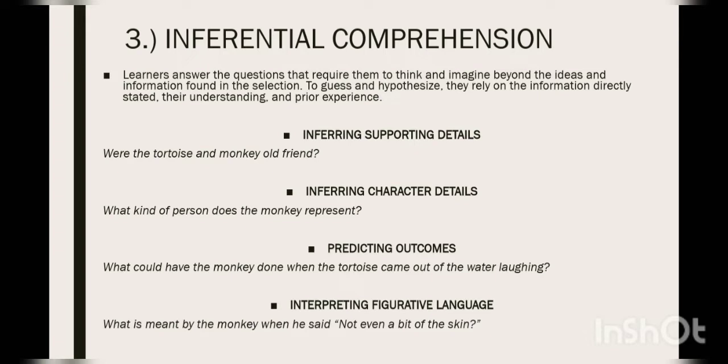First, inferring supporting details. Were the tortoise and monkey old friends? Second, inferring character details. What kind of person does the monkey represent? Third, predicting outcomes. What could the monkey have done when the tortoise came out of the water laughing? Fourth, interpreting figurative language. What is meant by the monkey when he said, not even a bit of the skin?